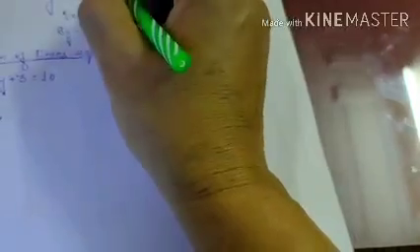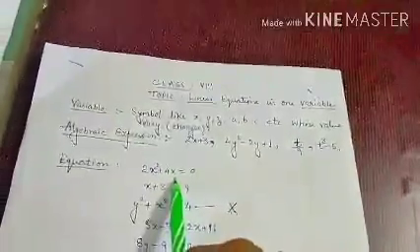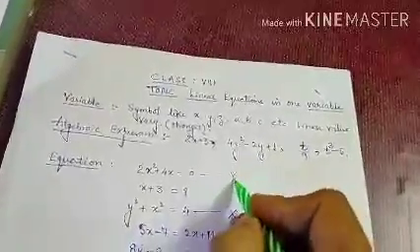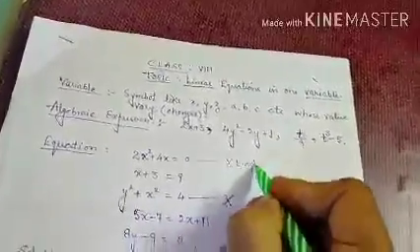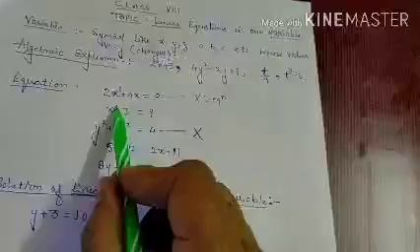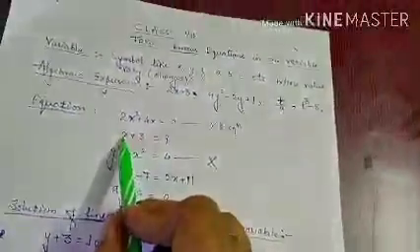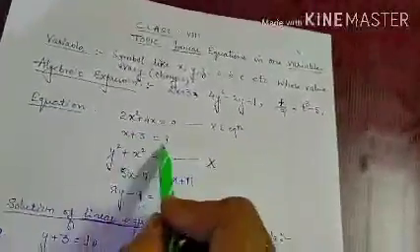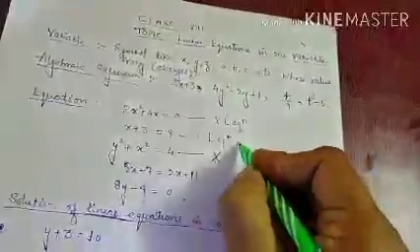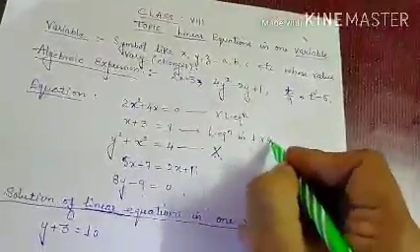Now the first one, the highest power of the variable is 2. So it is not a linear equation. In the second equation, the highest power of the variable is 1 and it is in a single variable. So it is called a linear equation in one variable.